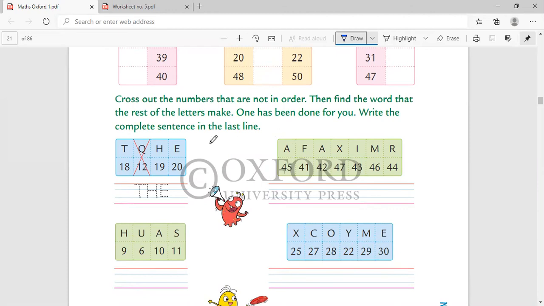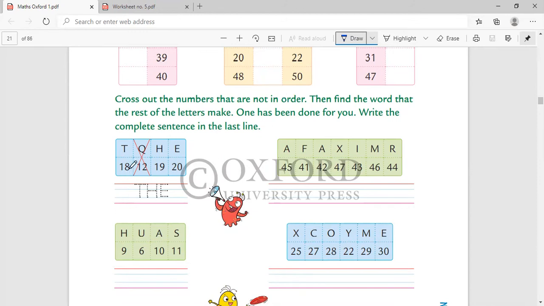So again, pay attention. Cross out the numbers that are not in order. Then find the word that the rest of the letters make. 1 has been done for you. Write the complete sentence in the last line.